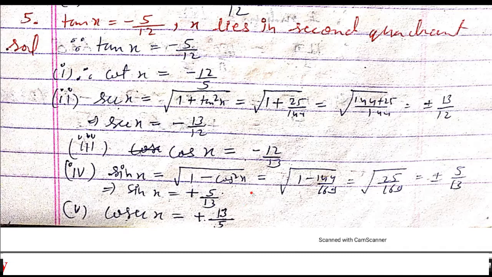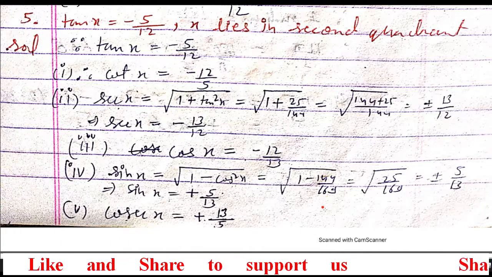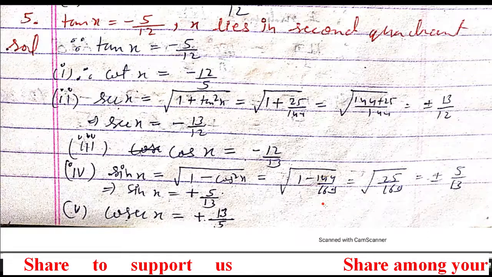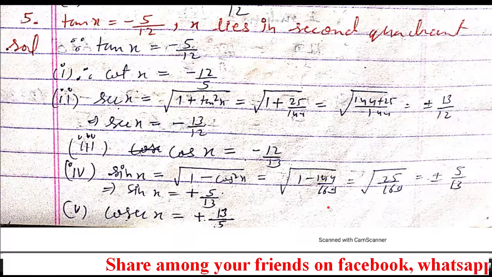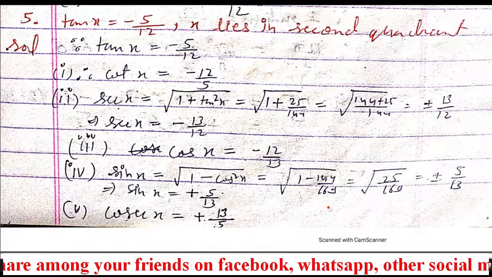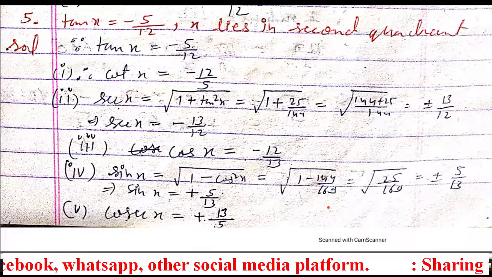So students, these questions are going to be very easy if you have learnt the quadrants and the concept of quadrants, that in which quadrant what trigonometric ratios are positive. So see my previous video. In that I already explained to you the formulas which we need in exercise 3.2.